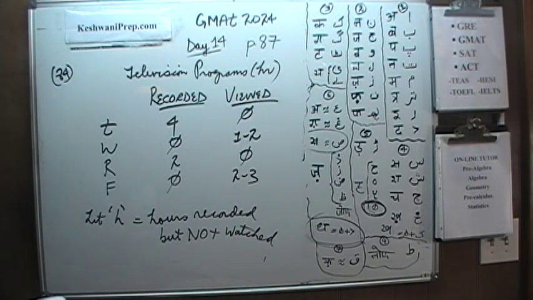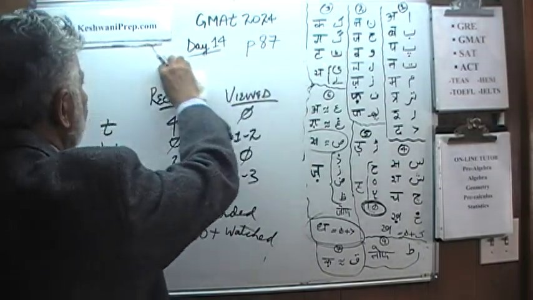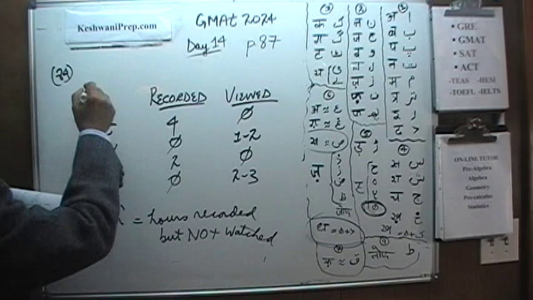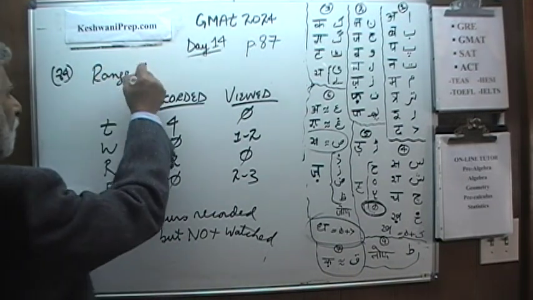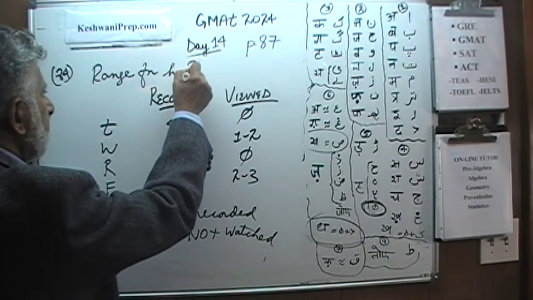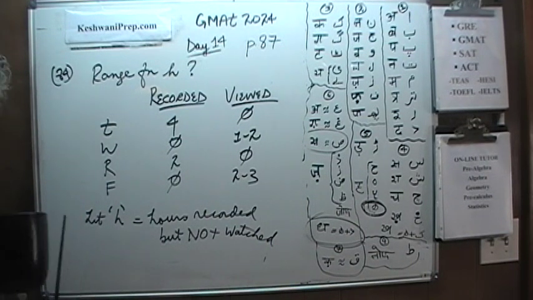I already ran out of room, so we have to do it on the top. And what we're looking for is the range for this value, H. That's all. Do it yourself. It's a very straightforward, simple problem. Do it yourself. I'll give you a second for you to be able to pause and unpause the video.